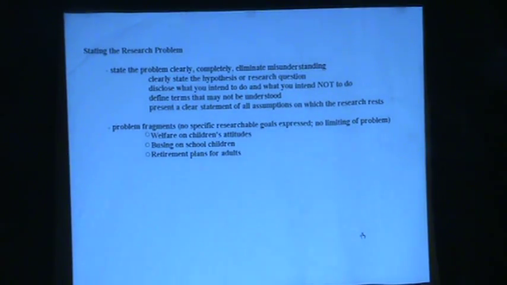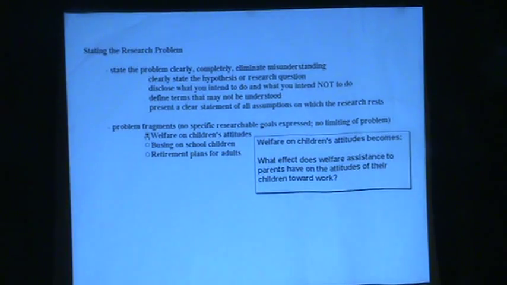Avoid problem fragments where no specific researchable goals are expressed, no limiting of the problem. Let's suppose a person wanted to research the effects of welfare on children's attitudes. Well, that's a problem fragment. A full research problem or question might be something like, what effect does welfare assistance to parents have on the attitudes of their children towards work? Now, that's a very specific researchable question. Just the effects of welfare on children's attitudes is not.